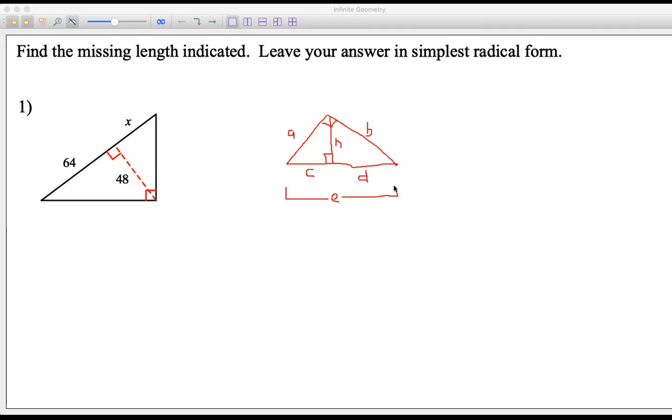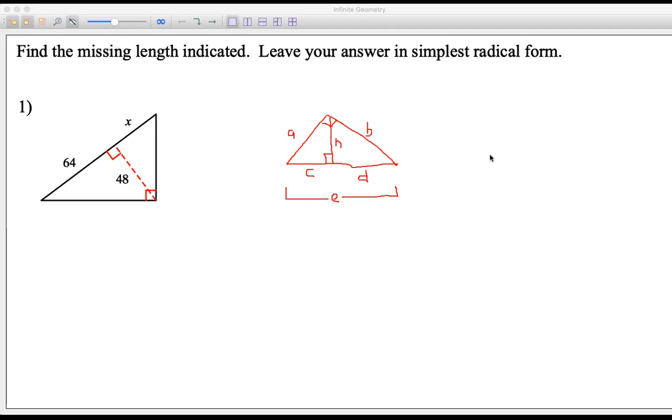It's just letters. That's the picture you need to refer to do questions 1 through 4. Okay.